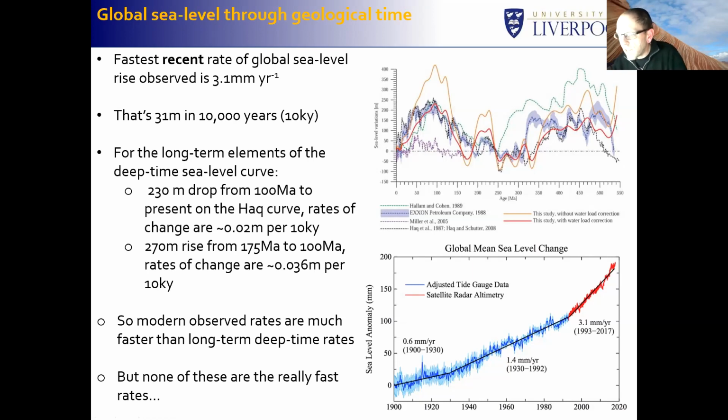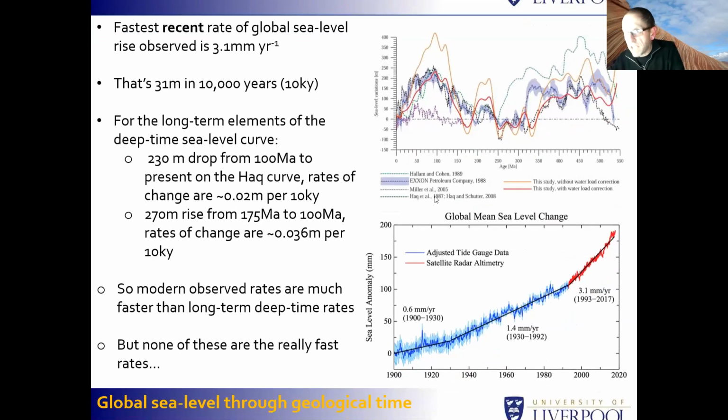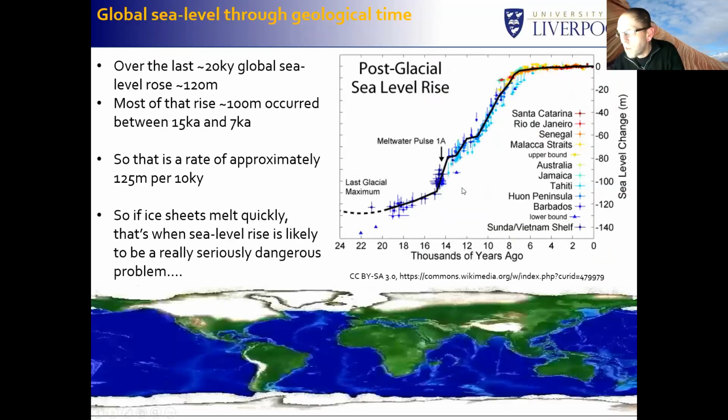But the really interesting thing is this 3.1 millimeters per year and those deep time rates are nowhere near as fast as what happened between 20 and 10,000 years ago. That was when big ice sheets in the Northern Hemisphere were melting. Okay, so the North American ice sheet, the North European ice sheet, and that drove sea level rise of about 125 meters over 10,000 years, right? And that's quite a lot faster even than we're seeing currently. So what we know is when ice sheets melt, they can melt quickly. And when they melt quickly, they drive very rapid sea level change.